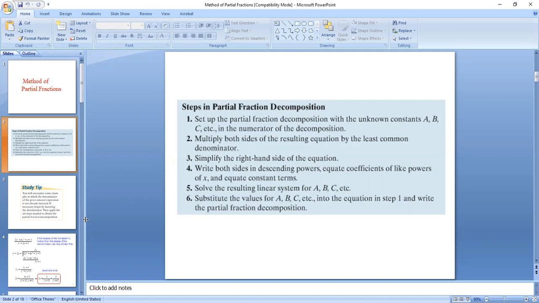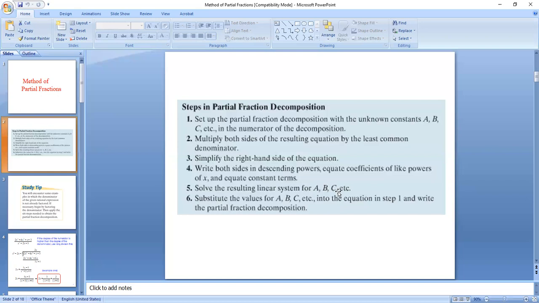Why do that? Why arrange the sides of your equation in descending powers? Because in step 4, you will equate the coefficients of the x cubed on the left side and on the right side, of the x squared on the left side and on the right side, and so on and so forth. You will equate coefficients. The purpose of equating the coefficients of these variables is to determine, in step 5, the unknown constants or the unknown coefficients A, B, C.